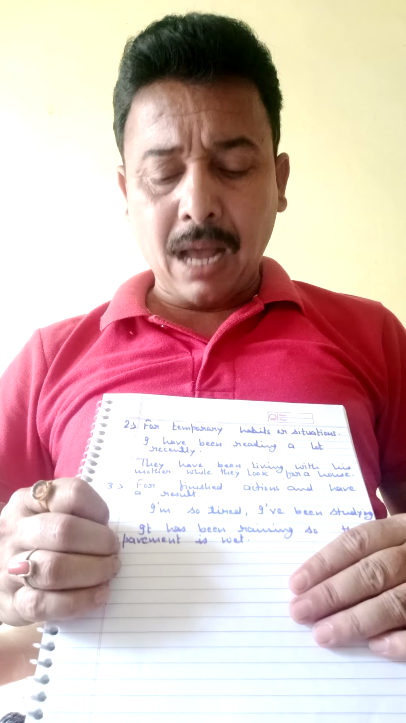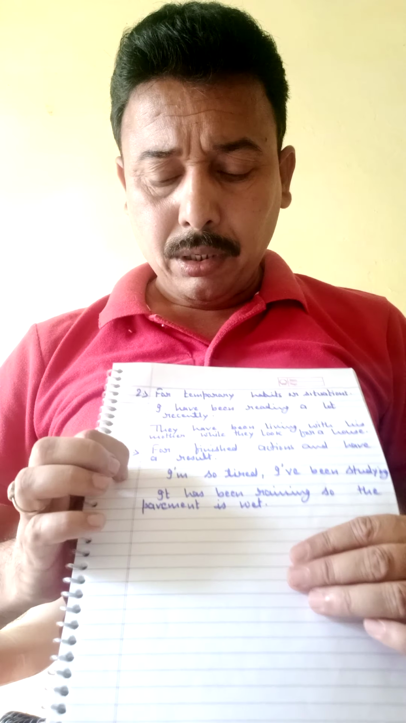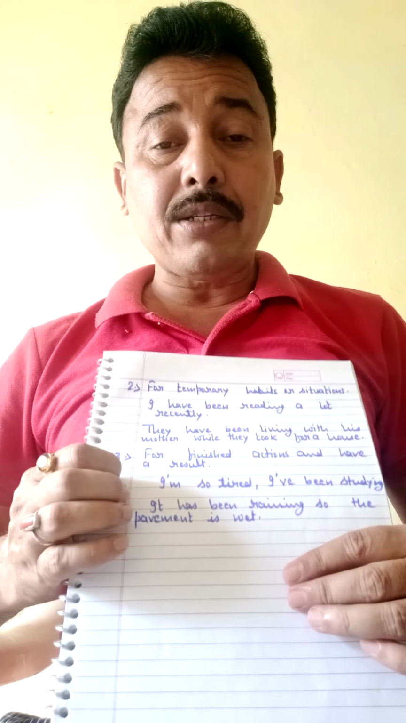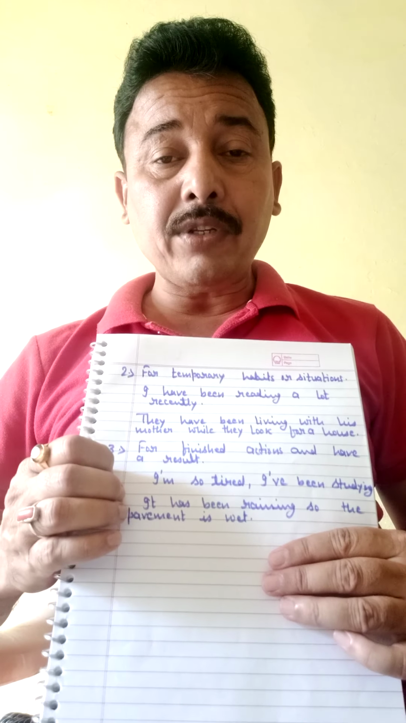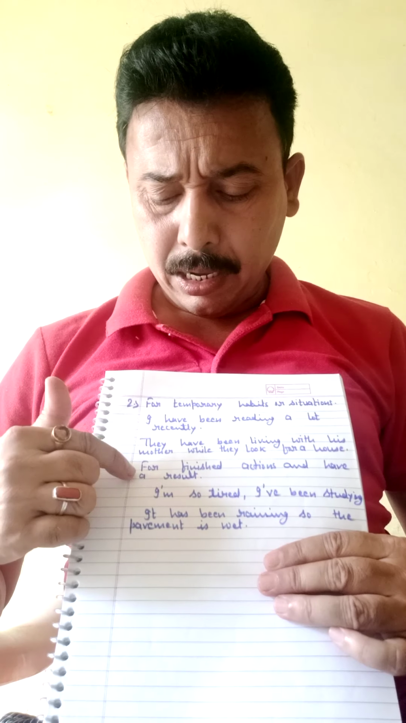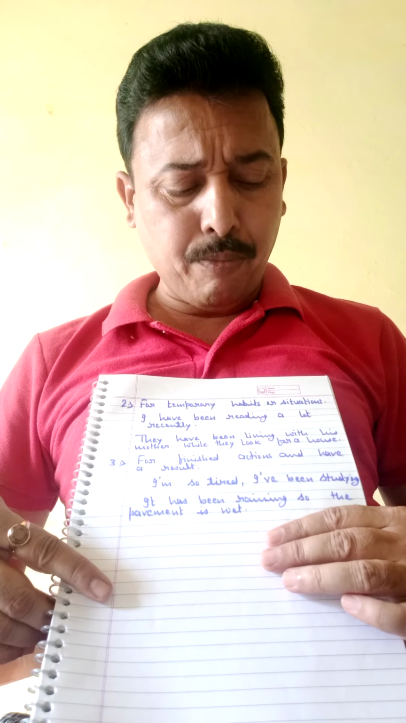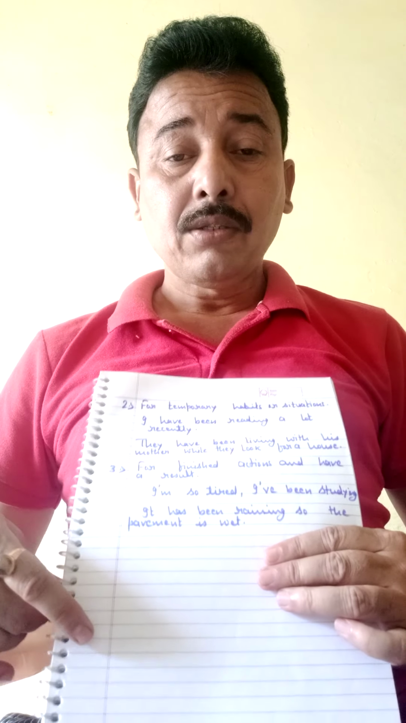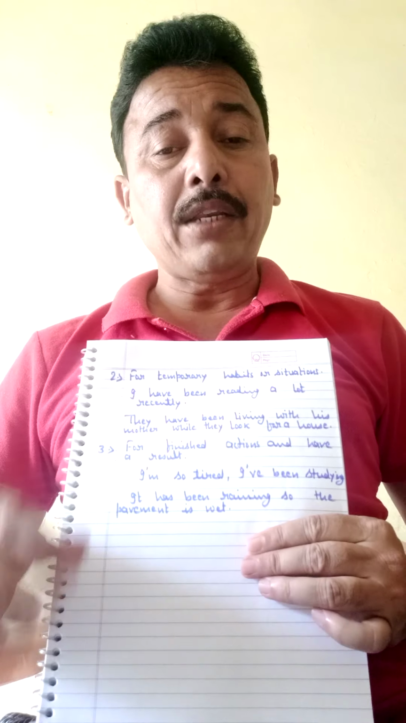Now third, for a finished action with a result. Like, it has been raining, so the pavement is wet. This is the result. It talks about a finished action and its result. Another, I am so tired, I have been studying. So these are the uses of present perfect continuous, and you got it.